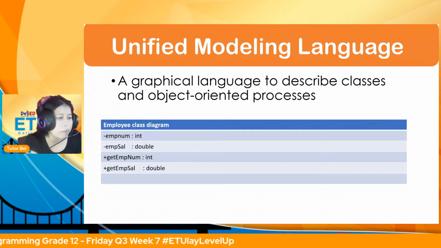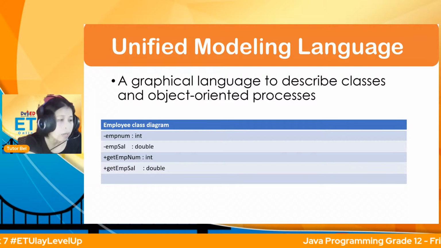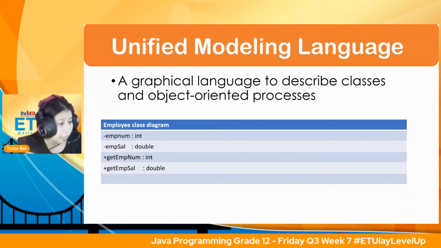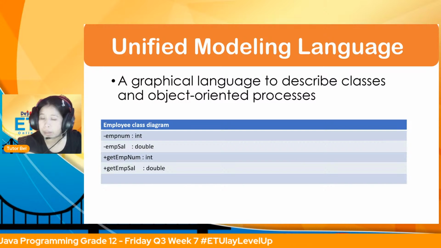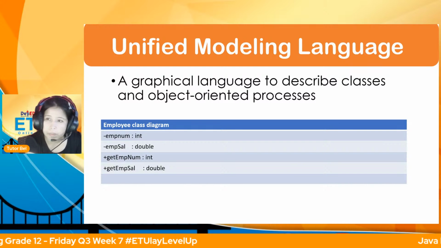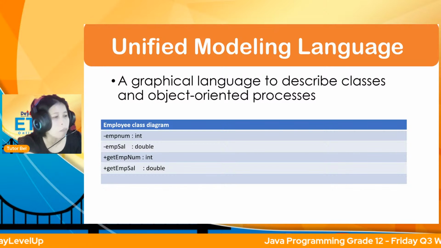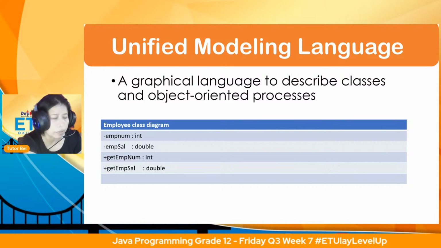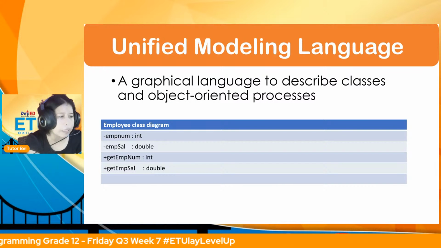Pwede yang merong employee number, meron yang salary, meron yang ano pa ba? May SSS, may PhilHealth, meron yang pag-ibig number. Karamihan po sa employee meron pong mga ganyan. Yan yung mga attributes na pwede natin gamitin.